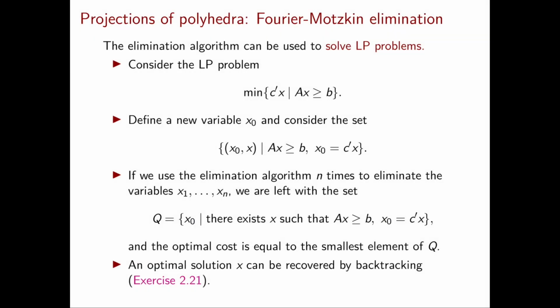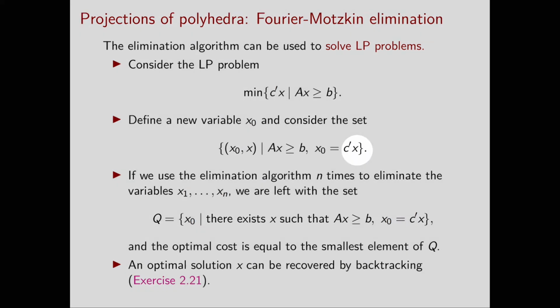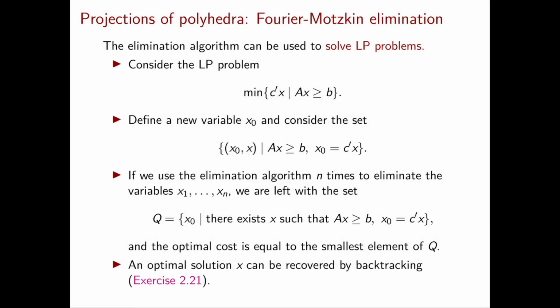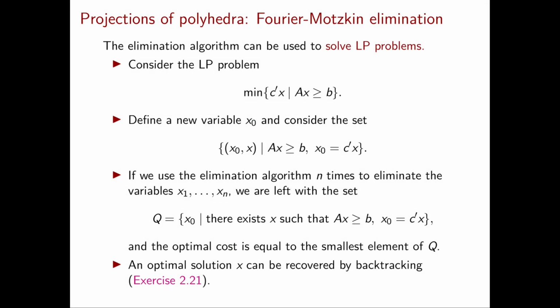The idea of backtracking that we saw in the proof only allows you to recover one variable at a time. So what you should do here is start from the n plus 1 dimensional polyhedron that we defined here, and then consider all the n polyhedra that you obtain by eliminating one variable at a time, as we previously discussed. At the very last step, we obtain the optimal cost, which is a point in Q, and then we can backtrack one polyhedron at a time and recover one by one all the components of an optimal solution. And this concludes our video on the Fourier-Motzkin elimination. And it also concludes our chapter 2.